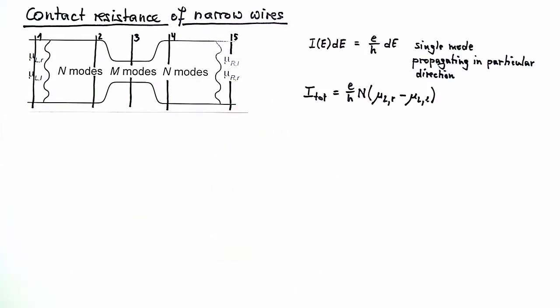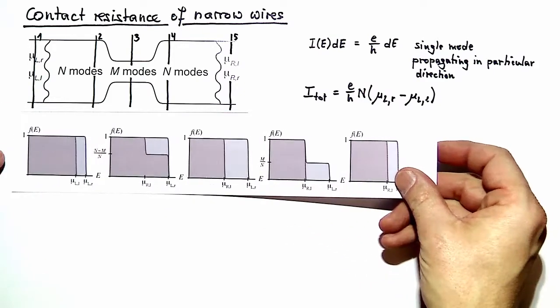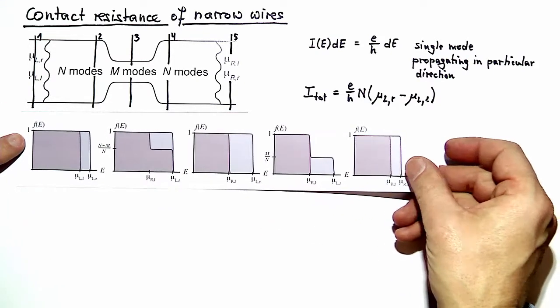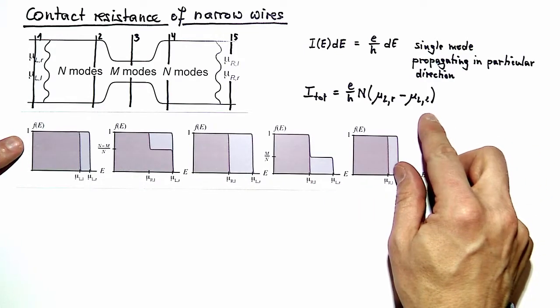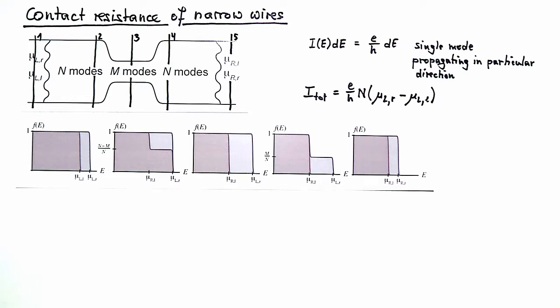I've prepared the occupation probabilities for these five cross sectional regions in order to save time. And I will now step by step go through these five graphs and explain how they come about.